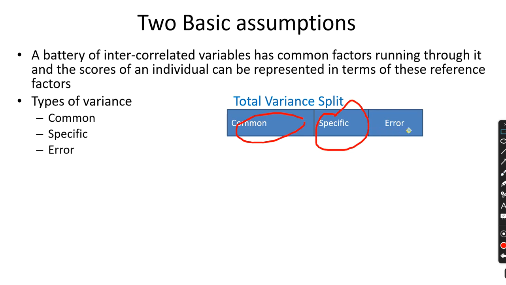This common and specific variance can be jointly labeled as true variance or the reliable variance. So this common plus specific is reliable variance or true variance, and the other component is error variance. You can recall that in analysis of variance, we also analyze the total variance, but in two parts, the true variance and the error variance. Here in factor analysis, this true variance is the common variance plus specific variance.